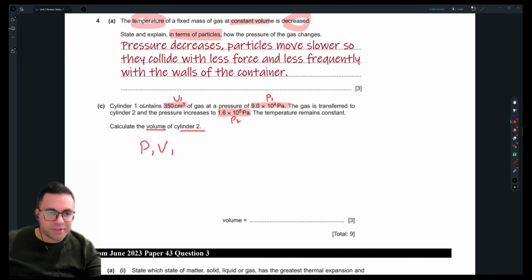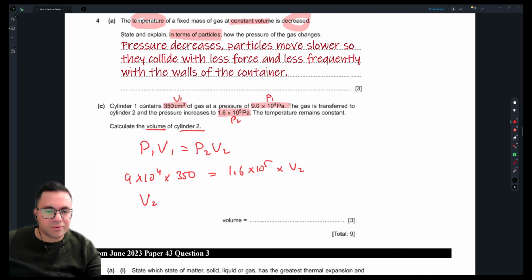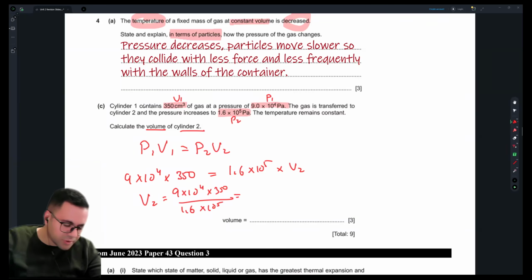P1 V1 equals P2 V2. P1 is 9 times 10 to the power of 4. V1 is 350, equals P2, which is 1.6 times 10 to the power of 5, times V2, and V2 is your subject. So 9 times 10 to the power of 4 times 350 over 1.6 times 10 to the power of 5. And you work it out.